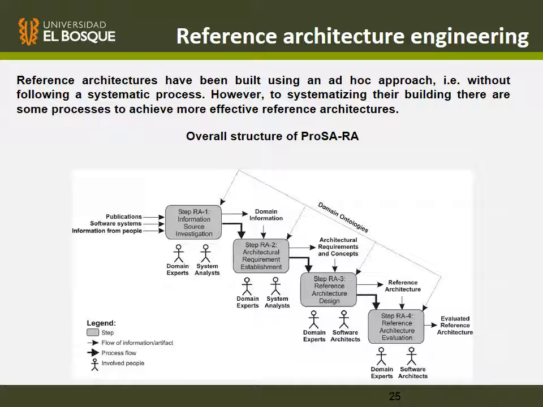To apply this process correctly, first, it's important to establish the scope of the reference architecture. This scope can be defined by considering the set of systems that are intended to be produced on the basis of the reference architecture. As we can see in the image, four basic steps need to be performed in order to build a reference architecture by using PROSA-RA.